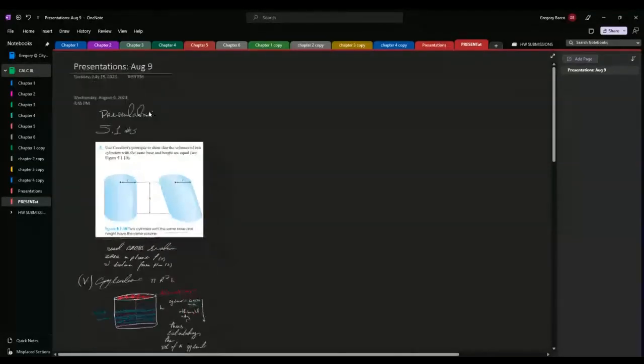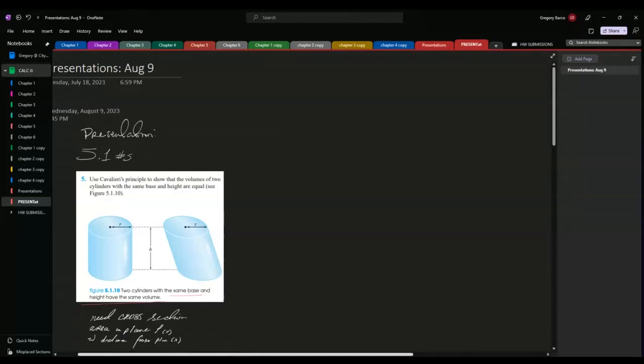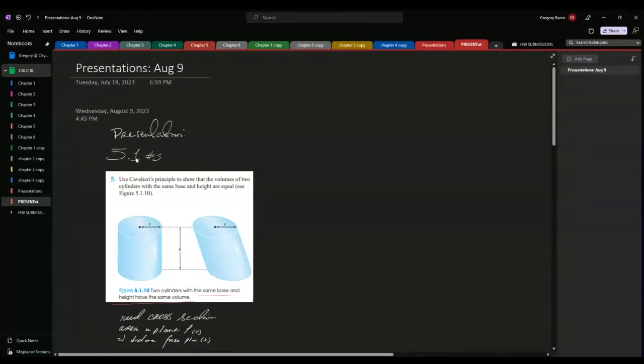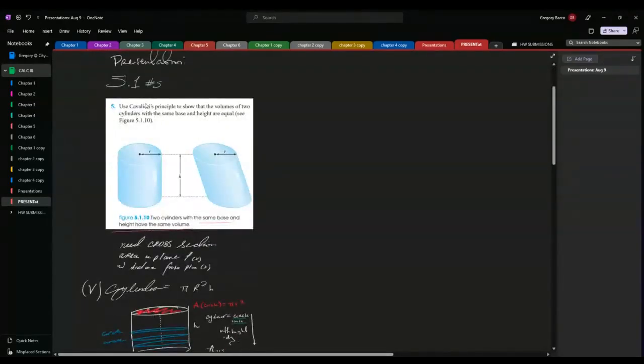Yes, great. So I'll be presenting section 5.1, number 5. And so here's our question. Using Cavalieri's principle to show that the volumes of these cylinders with the same base, so the cross section here at the bottom, and the height are equal, we want to show that the volume is the same.